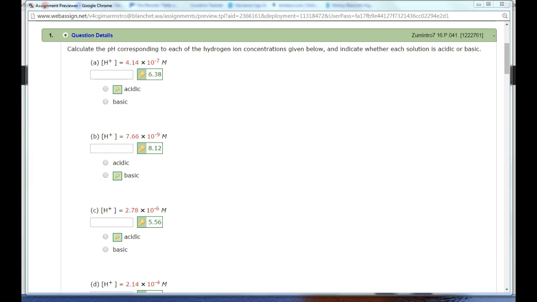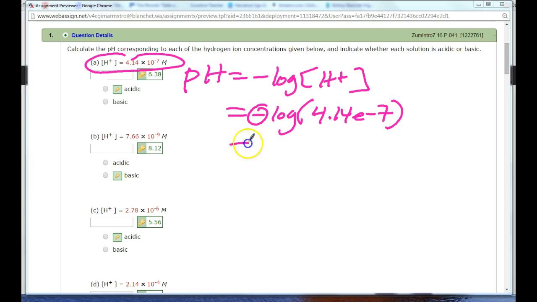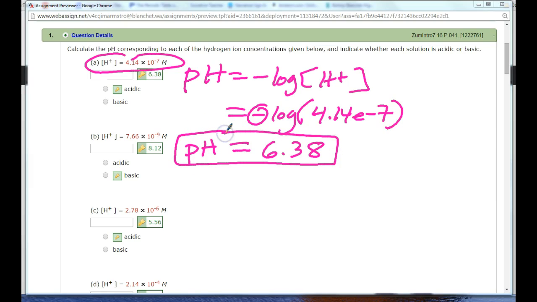So pH equals the negative log of the concentration of H plus, and we're given the H plus right here, so we just plug it in, negative log of 4.14 E minus 7, and make sure you do the negative sign, not the minus sign on the calculator, and you hit equals, and you should get about 6.38. Sig figs with pH is totally weird. I believe I turned it off on this web assign, so hopefully it won't bother you too much.